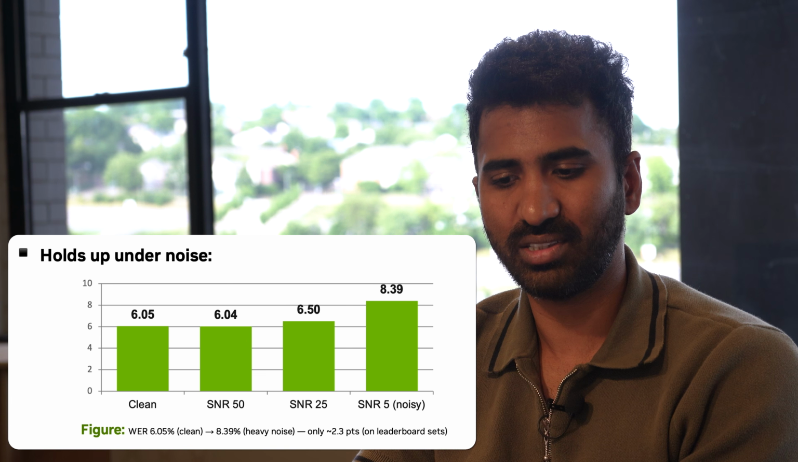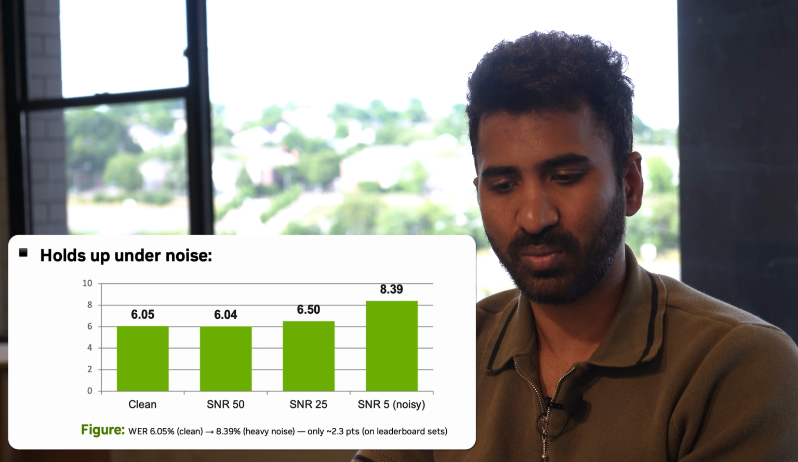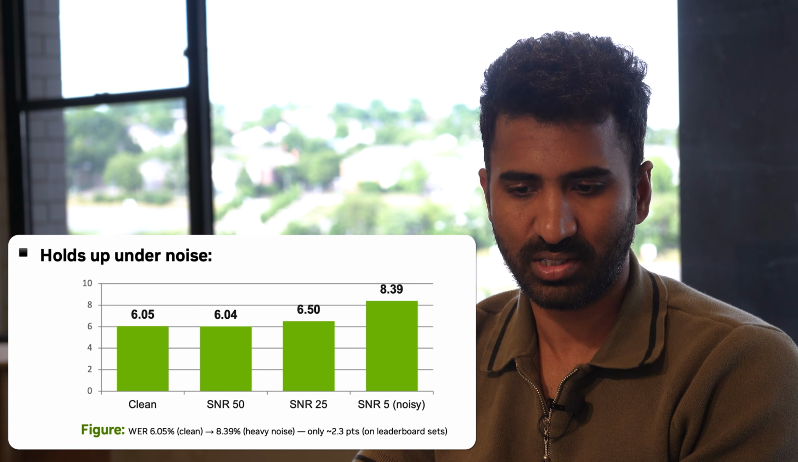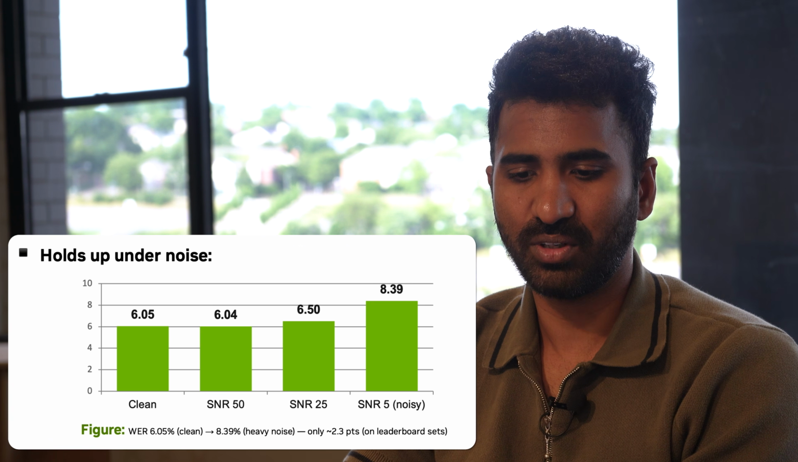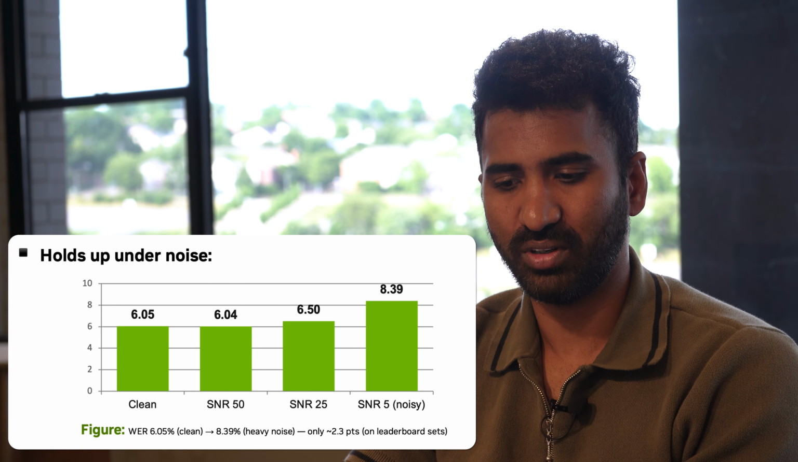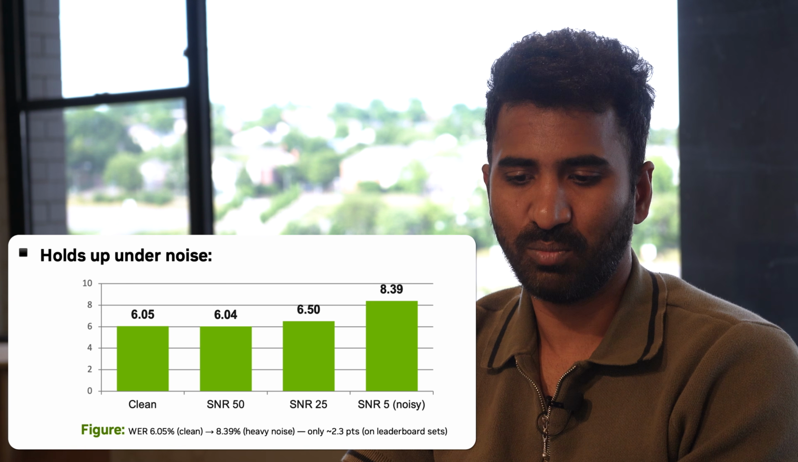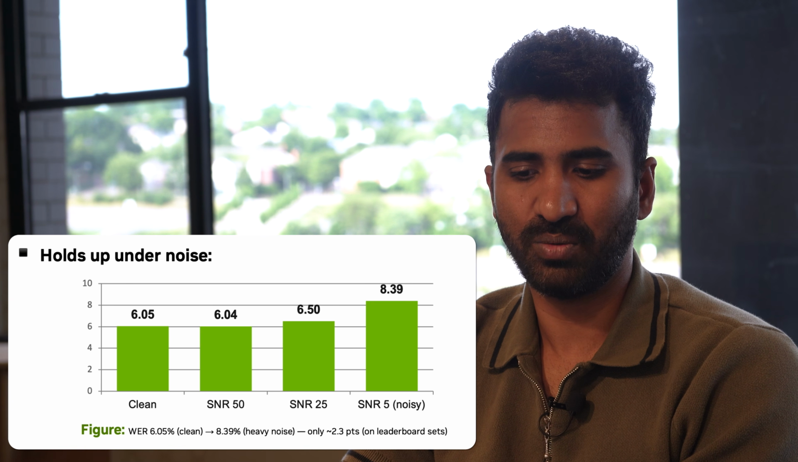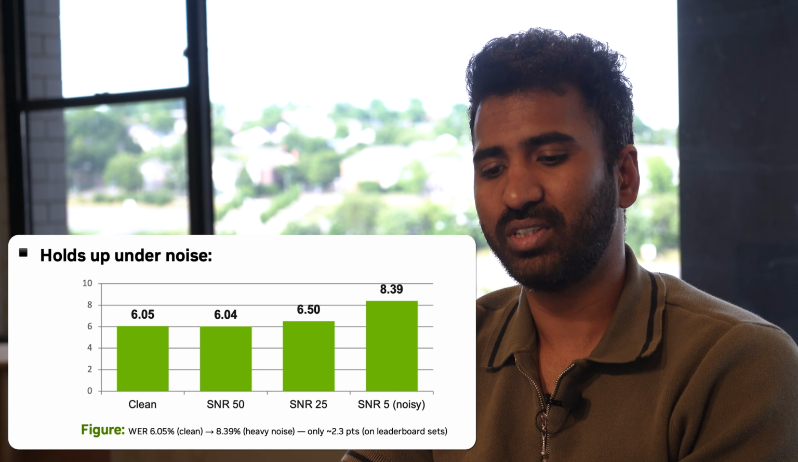With the architecture and the data, we train the Parakeet models, and it really shows how the model performs under noise. As you can see in this bar chart, when we evaluated on the OpenASR leaderboard, the model really shows its performance even under noisy conditions. From clean to an SNR of 5, which is a really low signal-to-noise ratio, the model only degrades by 2.3 percentage points, which shows the model is doing really well.